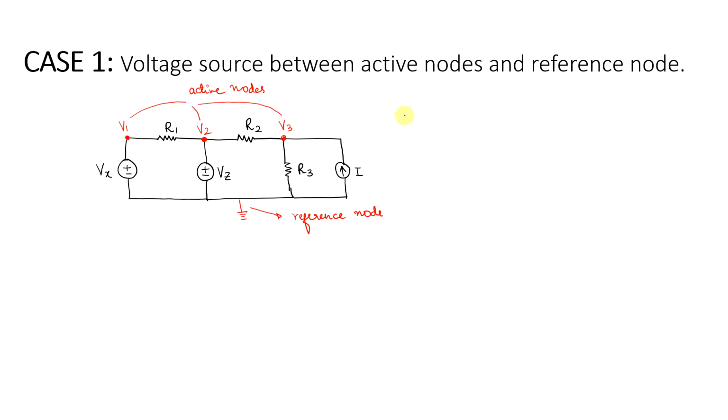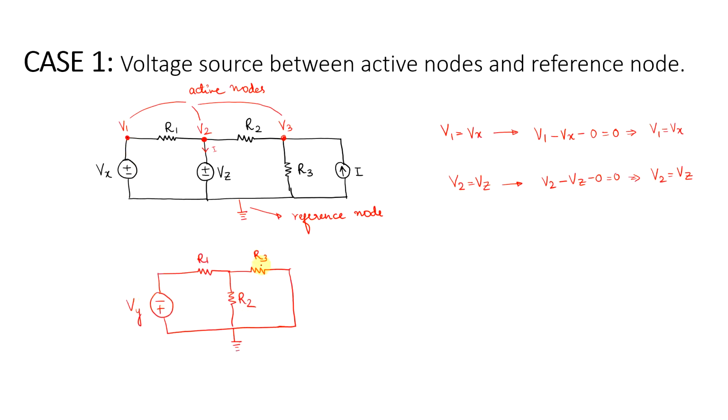So here I can directly write V1 is equal to Vx, and I can also write V2 is equal to Vz. Whenever you have a voltage source present between an active node and a reference node, the voltage would be directly equal to that value. Now for example, let me draw another circuit and explain this.